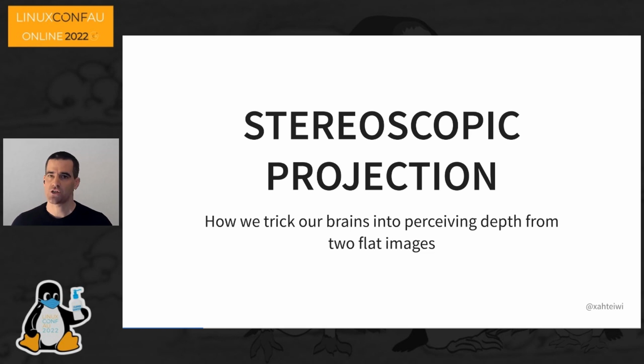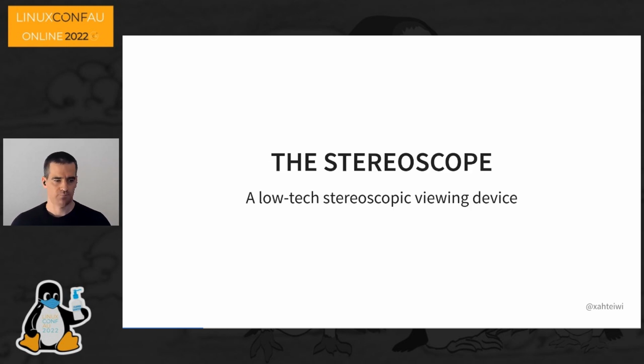But the next thing that we need to talk about is stereoscopic projection. And stereoscopic projection is about making your left eye see only the left eye image and making the right eye see only the right eye image, so that your brain then puts everything together for an illusion of depth. And there's multiple ways of doing that. So I'll start with something very low tech, a stereoscopic viewer, or simply a stereoscope.